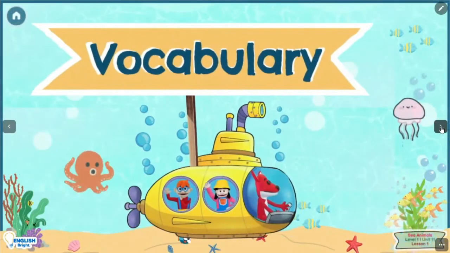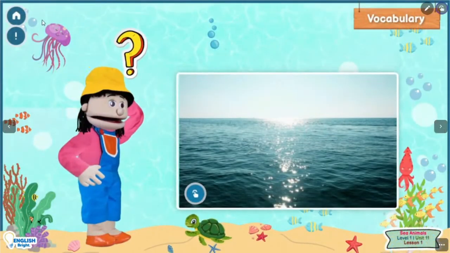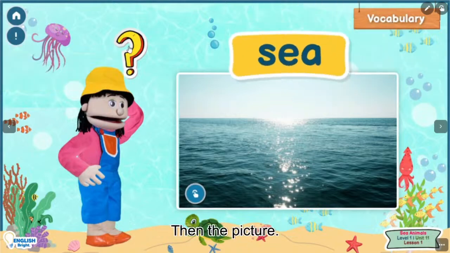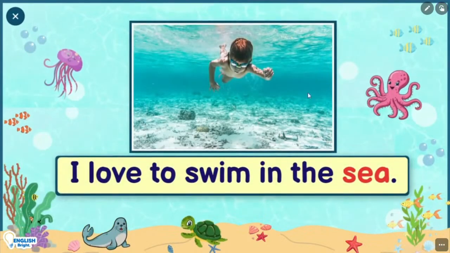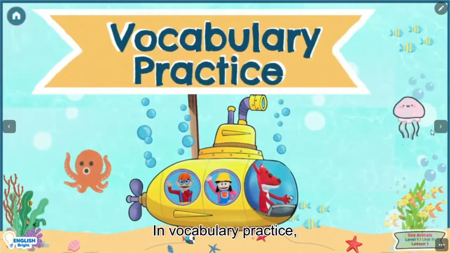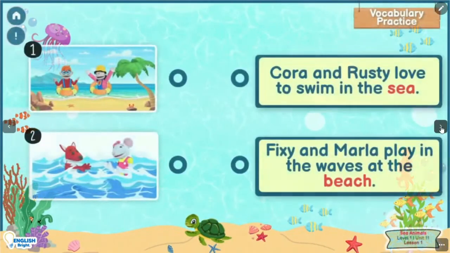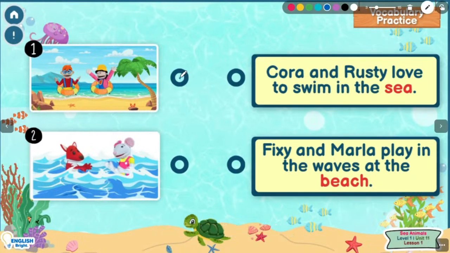Now moving on to vocabulary. Let's click the question mark, then the picture. To close the window, click the X button. In vocabulary practice, you can use this pen to draw or connect items as part of the activity.